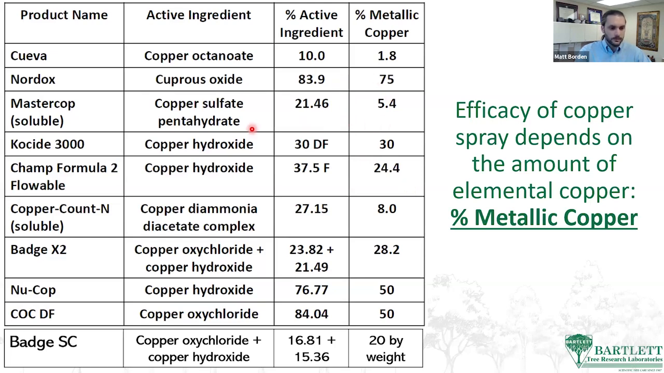So, Mastercop, for example, 21.46% active ingredient, but only 5.4% metallic copper. Whereas that badge product I mentioned a minute ago is 20% by weight. So it's worth keeping in mind that if you're reading these and you're wondering why it's talking about the percent metallic copper, the higher the percent metallic copper, the more of those copper ions will be available. That's a good thing.